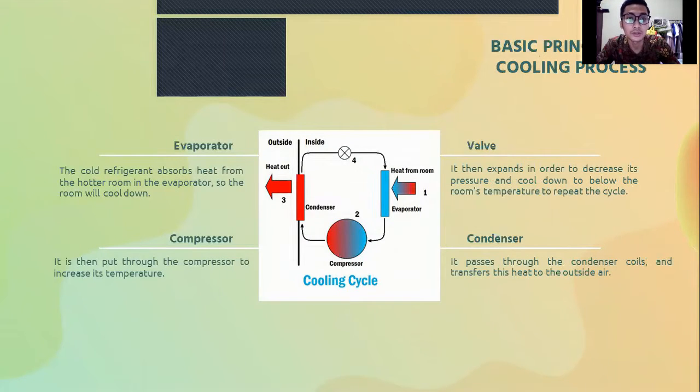Then the second process is the cooling process in the heat pump. The first step happens at the evaporator. The cold refrigerant absorbs heat from the hotter room in the evaporator so that the room cools down. Then it goes through the compressor, which increases its temperature. Then it passes through the condenser coil and transfers this heat to the outside air. Lastly, it expands in order to decrease its pressure and cool down to below room temperature to repeat the cycle.